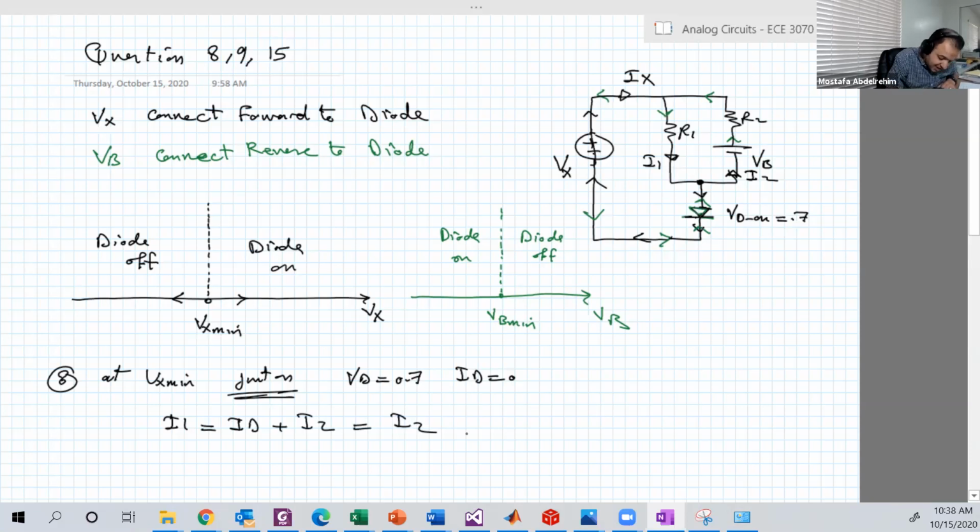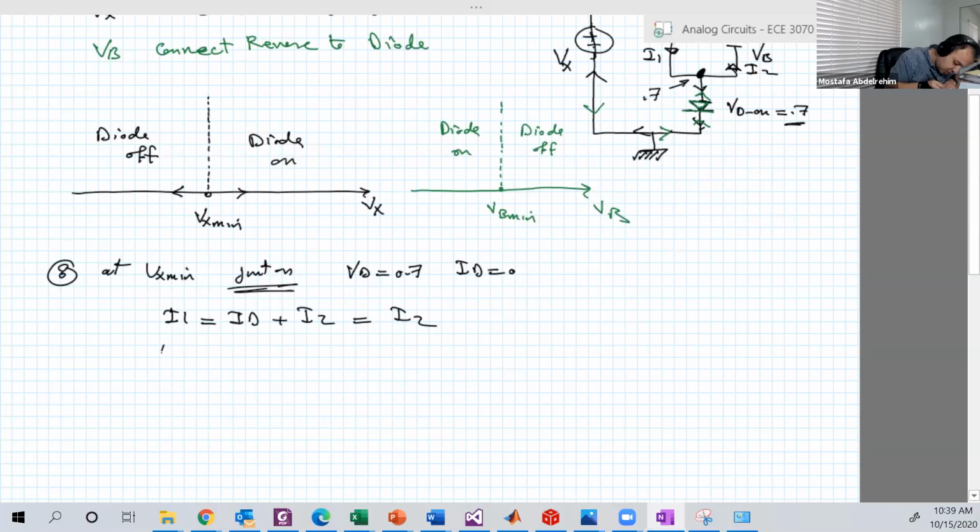Good. So what's I1? I1 is flowing in that direction in R1. So it can be equal to this voltage minus this voltage over R1. If this is the ground, this should be Vx, Vx minimum in that case. And if this is the ground, we know this is greater than this by 0.7. So this will be 0.7. Good. So I1 is equal to Vx minimum minus 0.7 over R1.